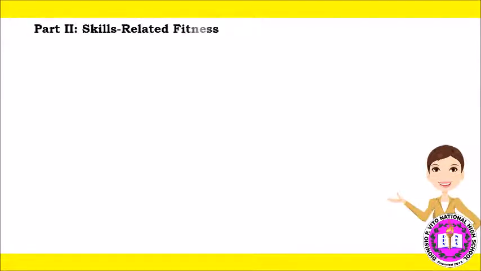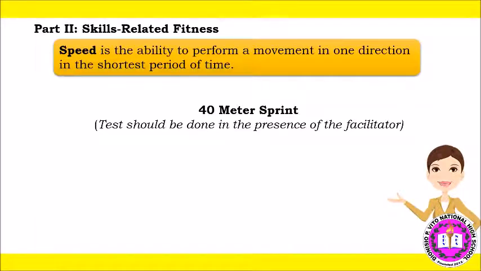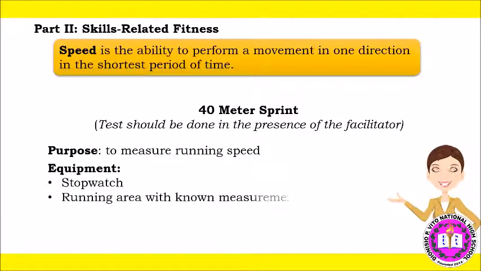Part 2. Skills-related fitness. Speed is the ability to perform a movement in one direction in the shortest period of time. The 40-meter sprint. The test should be done in the presence of the facilitator. Purpose: to measure running speed. Equipment: stopwatch, running area with known measurement, or 40 meters.